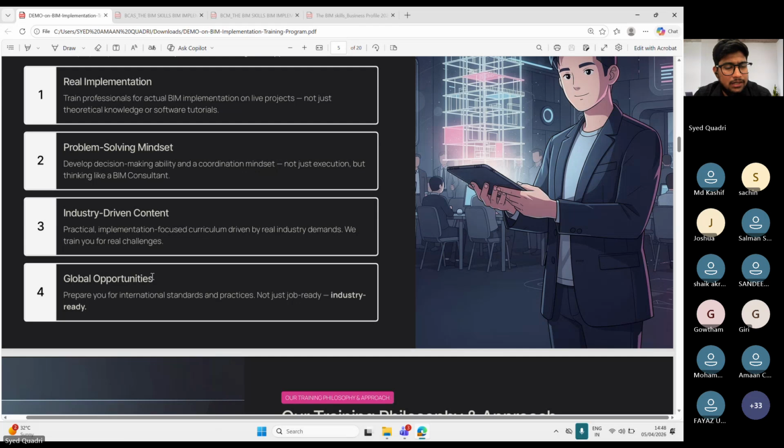Okay. So once you implement the standards in global projects, definitely your experience defines you, right? So you will get global opportunities within, I can say, 1 or 2 or 3 years. So we prepare you for international standard and practices, not just job ready or industry ready.